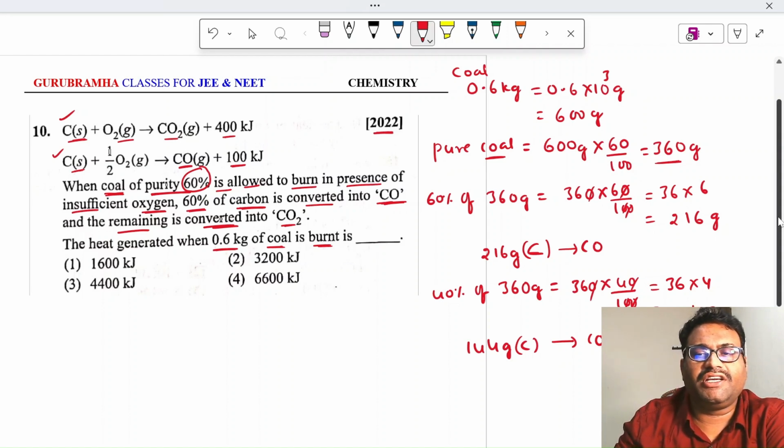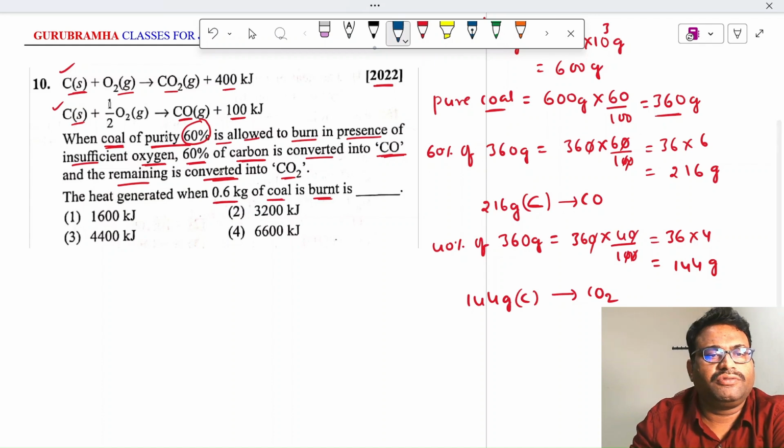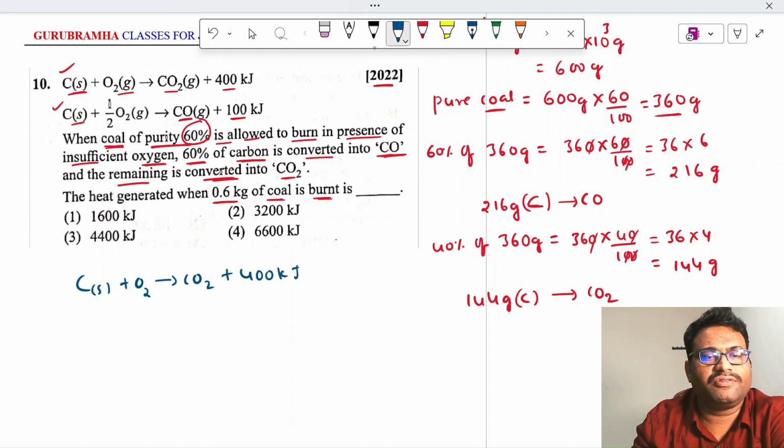Okay, now let us see the reactions. Coming to the reactions, C solid plus O2 gives CO2 plus 400 kilojoules. What does that mean? When 12 grams is combusted, how much energy is produced? 12 grams of carbon, 12 grams of coal, on combustion produces 400 kilojoules from this reaction.